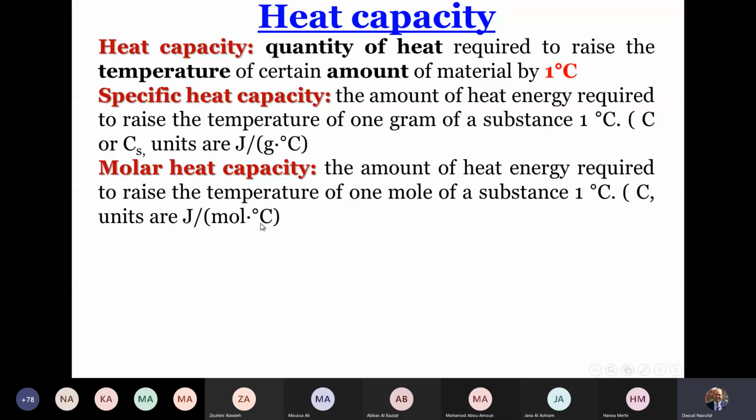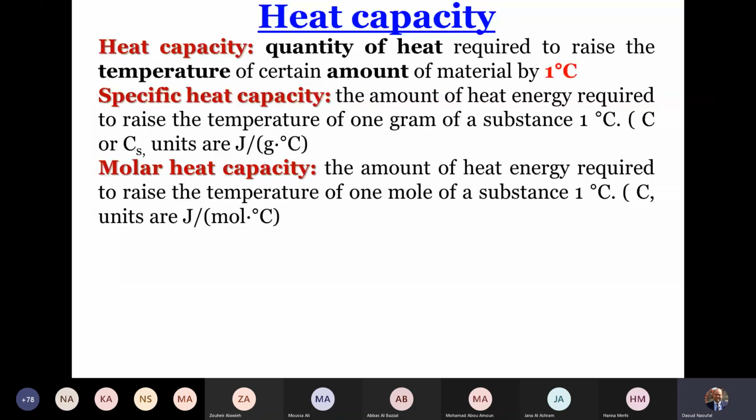So what is my heat capacity? Okay, my weight is 90 kilograms. I increase my temperature by 1 degree, and my amount is 90 kilograms. So the energy absorbed to increase the temperature of 90 kilograms by 1 degree, this is my heat capacity. What is the specific heat capacity? I take 1 gram of my substance and I increase the temperature by 1 degree. This is my specific heat capacity.